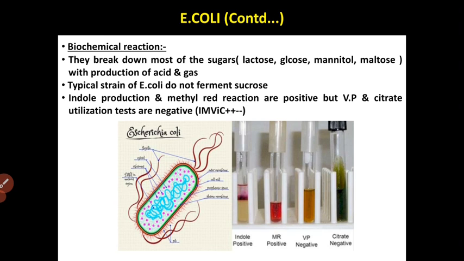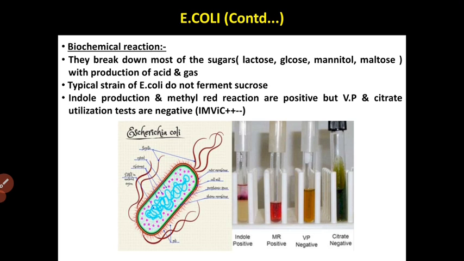Next, biochemical reactions. They break down most of the sugars, lactose, glucose, mannitol, maltose. I'm sorry, there's a spelling mistake over here in glucose, with production of acid and gas. Okay. Now, typical strains of E. coli do not ferment sucrose.